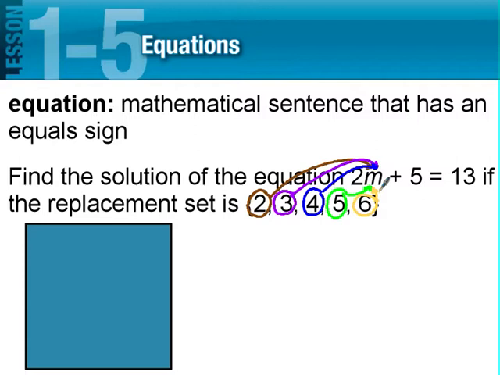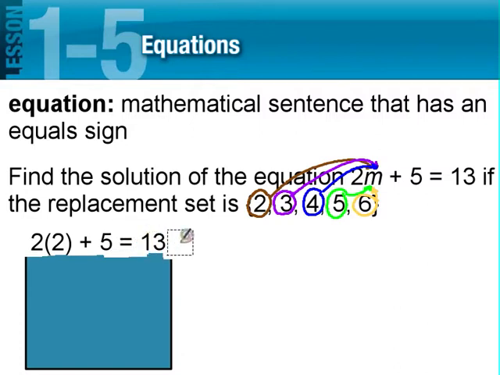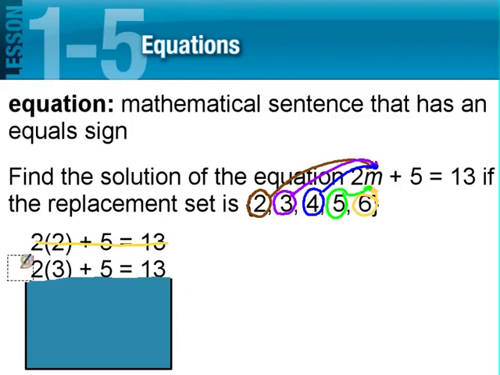So to plug 2 in, what you're going to do is 2 times 2 plus 5. Does 2 times 2 plus 5 equal 13? What does 2 times 2 plus 5 equal? 9. So, you know what? Oops, let me grab the pen. This is out. So that's not a solution. Now I'm going to do the same thing with 3. Does 2 times 3 plus 5 equal 13? What does it equal? 11? Yep, so that's out.